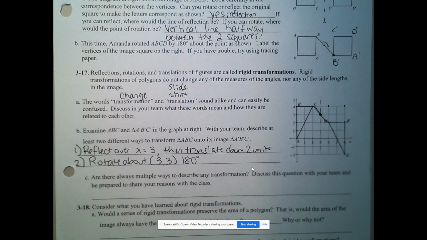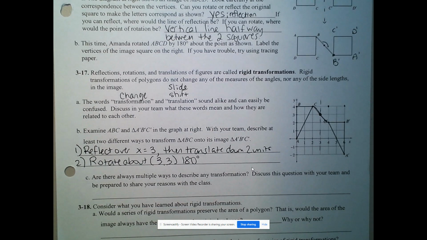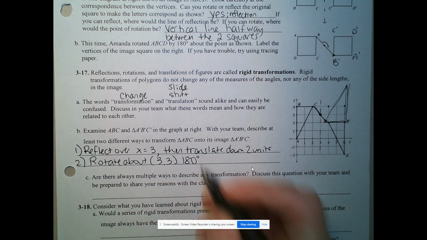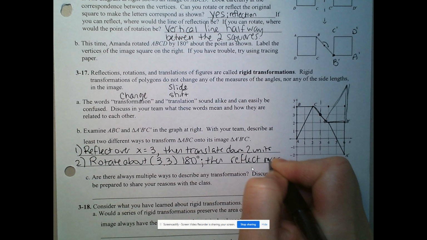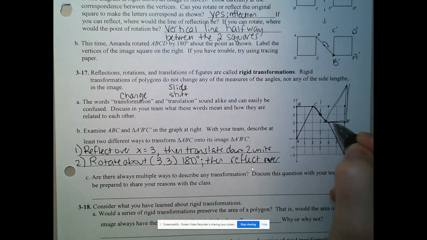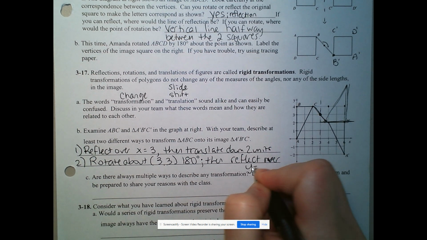And then once we did that, we would also need to reflect it because the rotation would have it upside down. It would actually be pointing like this if we did that rotation. And so then we would need to reflect over y equals 2. You'd have a line here, reflect over y equals 2.